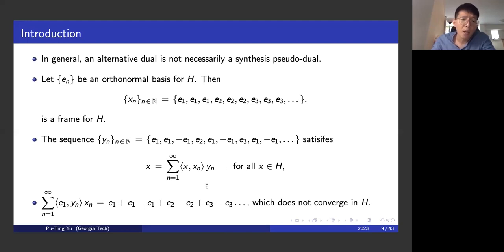So that means that this sequence yn is a synthesis pseudo-dual associated with this frame xn, but it is not an alternative dual. So this gives us an example that these two notions are not equivalent.